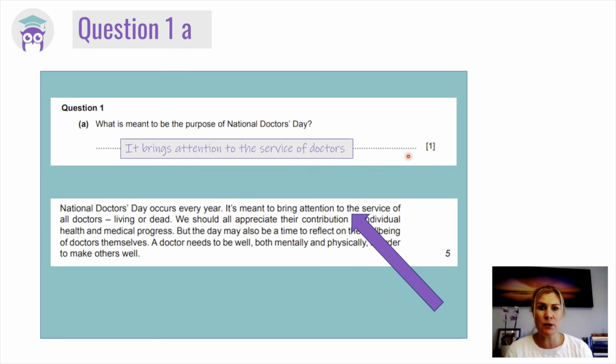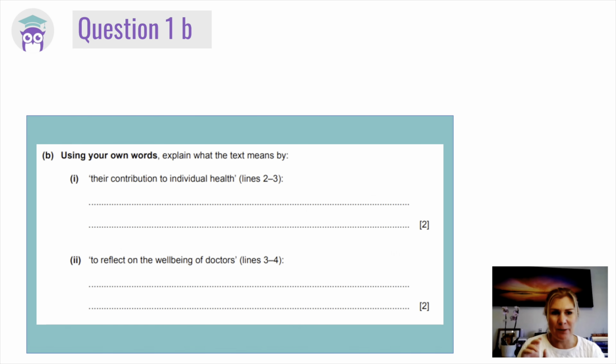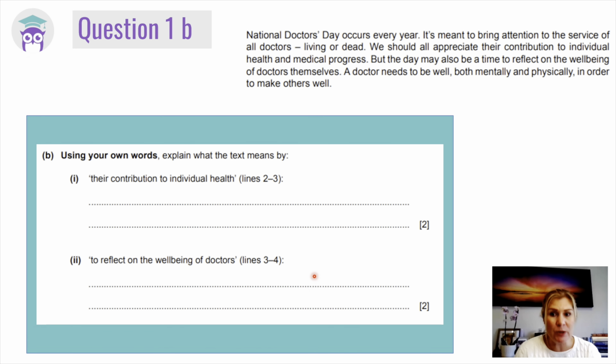Okay, so that's your question 1. Hurrah, we've got 1 mark done. Now, question 1b has 2 parts, and each part is worth 2 marks. It gives you the line numbers, okay, and that's quite useful because it helps you put the words in context.